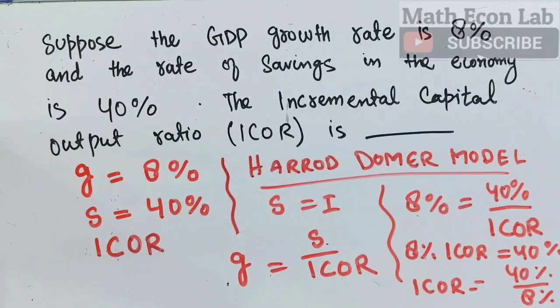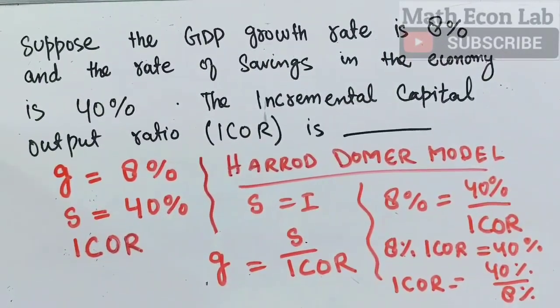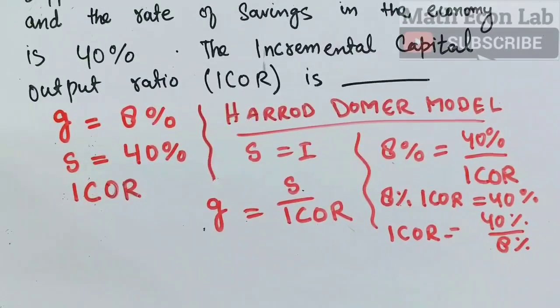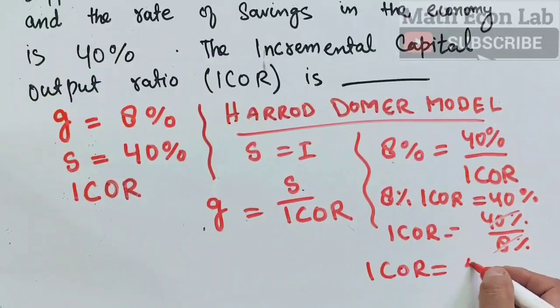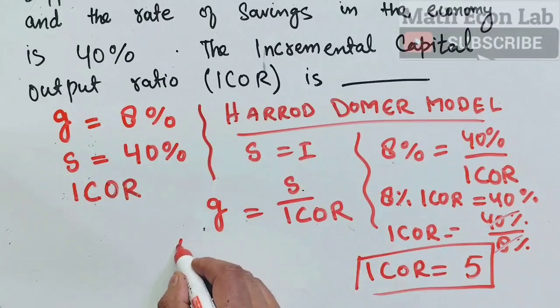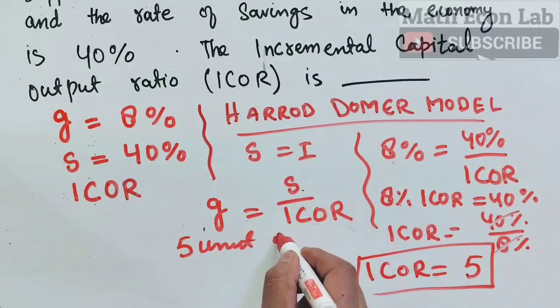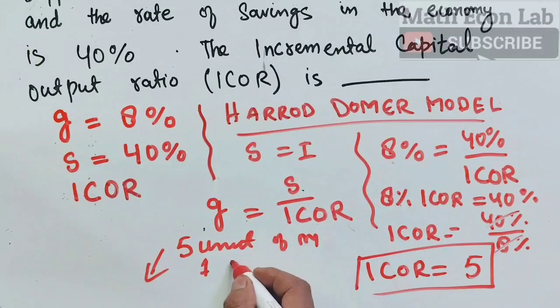So ICOR will be equal to 5. That means the incremental capital output ratio for this economy is 5. It simply means we need 5 units of money, or $5, or 5 units of currency, to make 1 more unit of output for the economy.